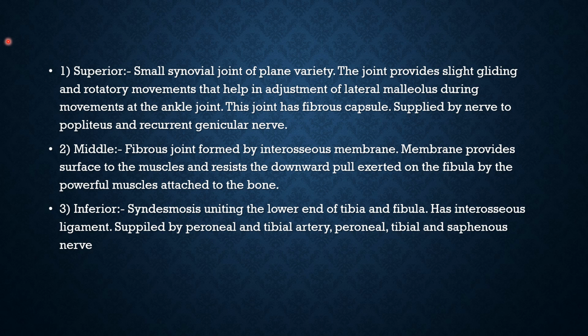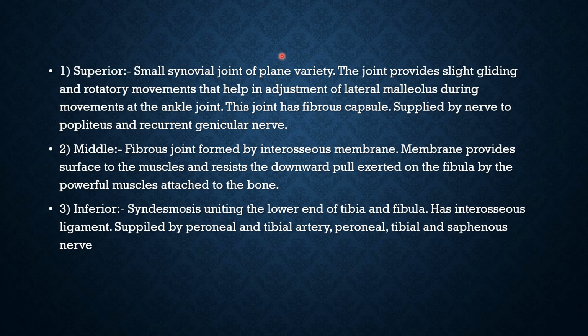Superior tibiofibular joint is a small synovial joint of plane variety. It is formed by articulation of small rounded flat facets present on the head of the fibula and on the lateral condyles of the tibia. Okay, so fibula and lateral condyles of the tibia, that articulation is the superior tibiofibular joint.